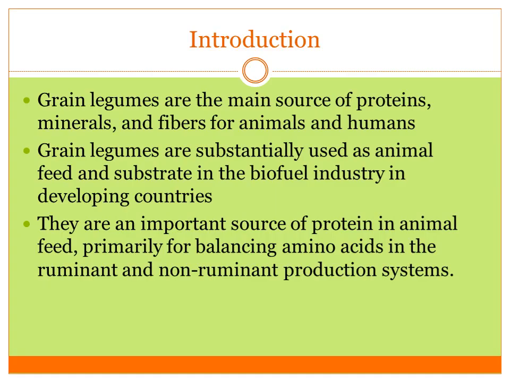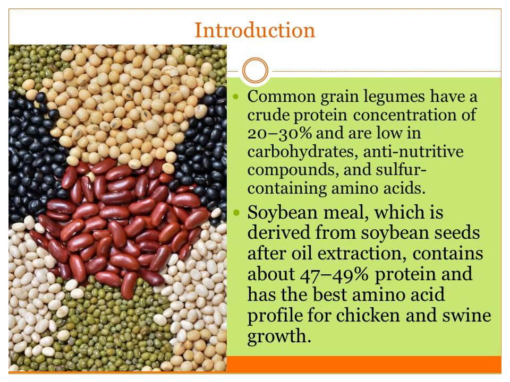As an introduction, grain legumes are the main source of proteins, minerals and fibers for animals as well as humans. So they are substantially used as animal feed and substrate in the biofuel industry in developing countries and are an important source of protein in animal feed, primarily for balancing amino acids in the ruminant and non-ruminant production systems. Grain legumes have a high crude protein concentration and this is usually used as soybean meal for chicken and swine feeds.